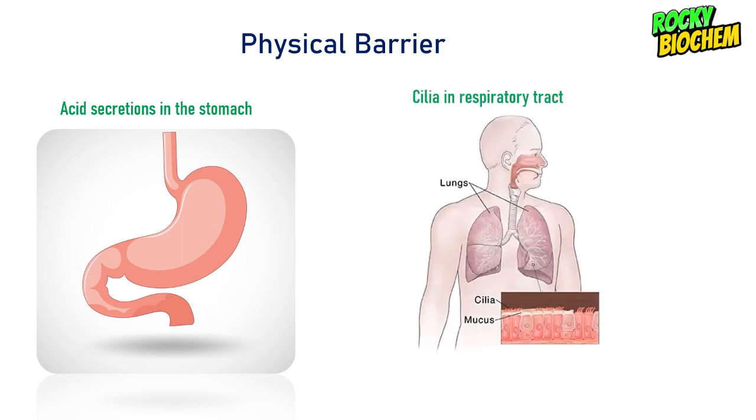And also, if the microorganism succeeds in invading the respiratory tract, the cilia found in the airways will sweep out the microorganisms, and after sweeping them out, the microorganisms will be swallowed, and as they land in the stomach, the acidic secretions in the stomach will kill them.